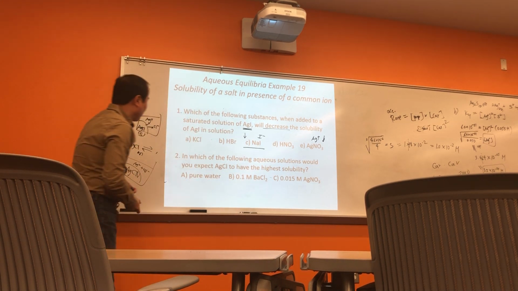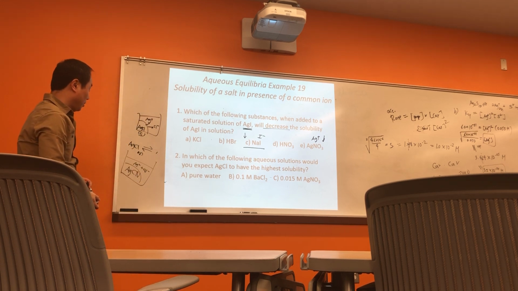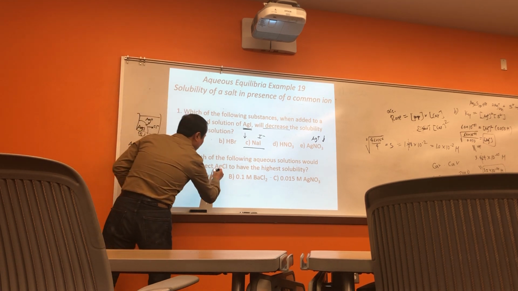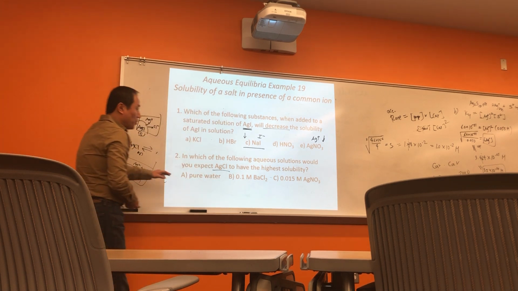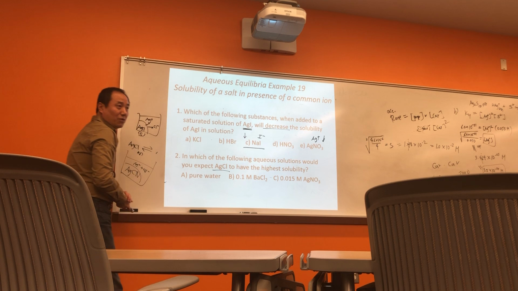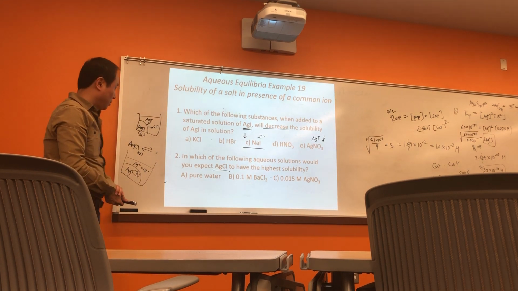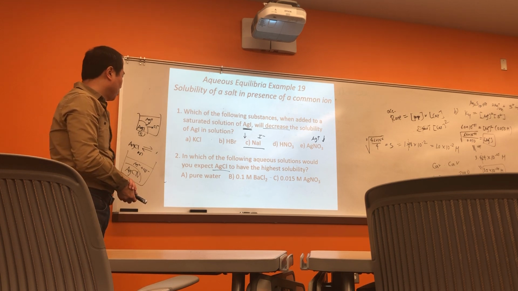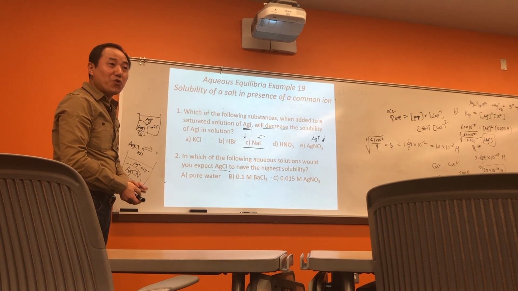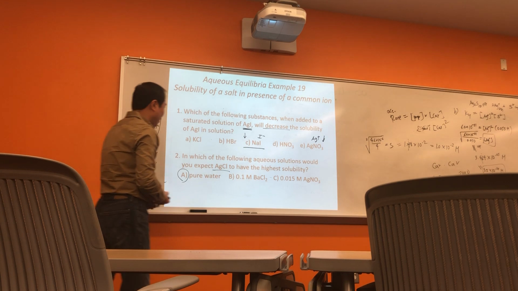Then what about the second one? This is a similar question. This time you have silver chloride. In what solution is this dissolved the most? Pure water, because it doesn't have any common ion.